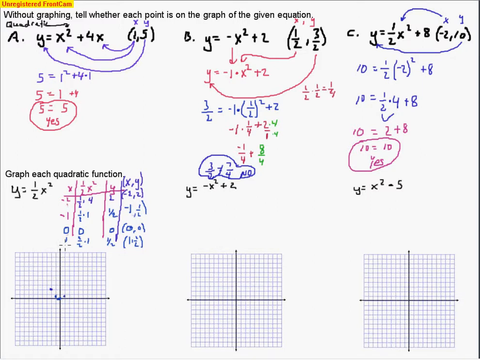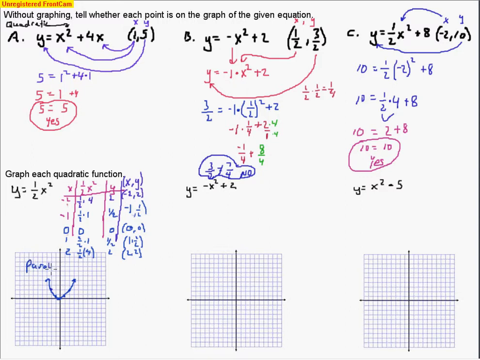And then the last one was 2. So we plug in the 2, and we have 1/2 times 4, because when we square the 2, we get 4. Well, 4 times 1/2 just makes 2, so 2 comma 2. So you can really see the symmetry now, because when we go over 2, we go up 2. And now what we have is what we call a U-shaped graph. And this one we call a parabola.